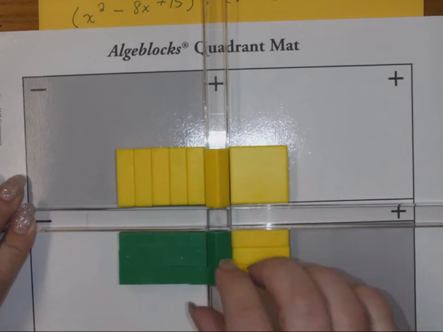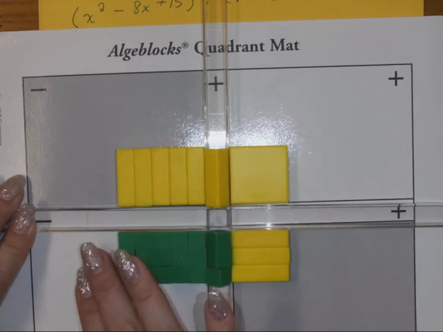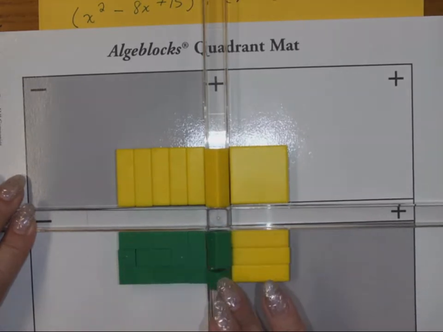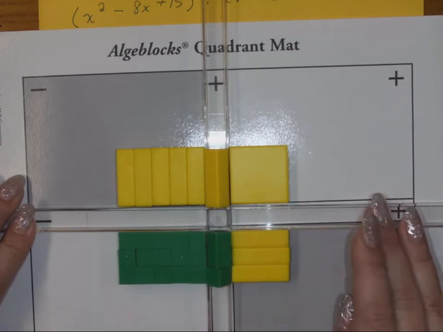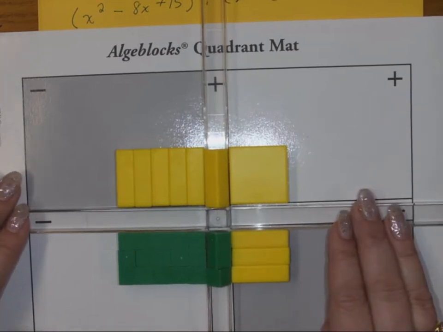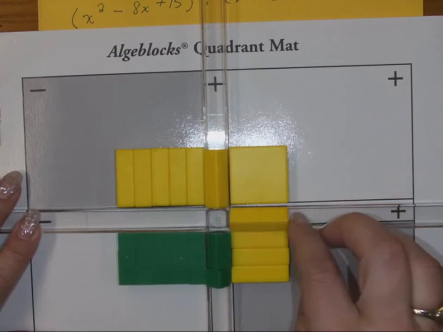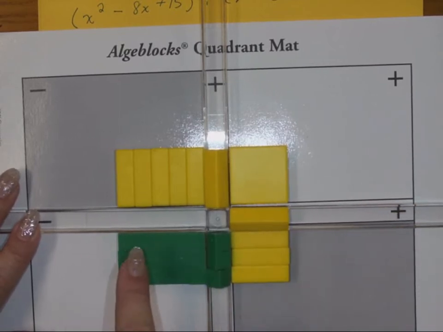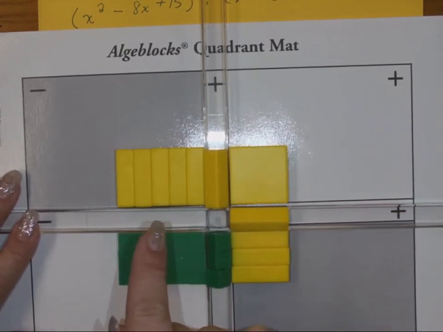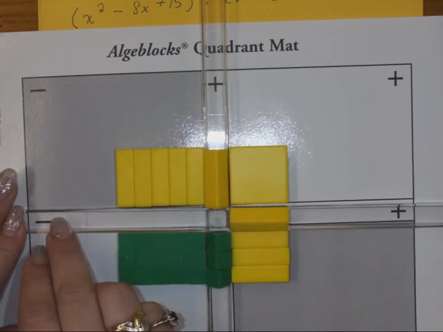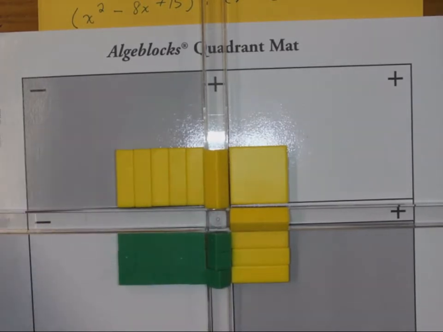1, 2, 3. Okay, so we can see, hey, that's lining up really nicely. We did a good job creating our rectangle. So what should the other factor be on the other factor track? This is definitely an X. And this should be what? 1, 2, 3, 4, 5 of them, and they're all negative. Does everybody agree?